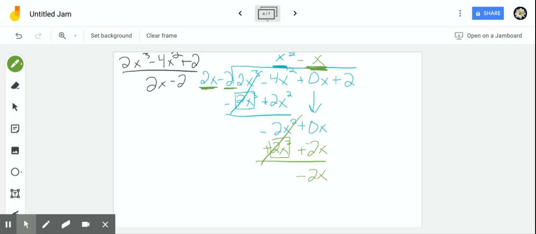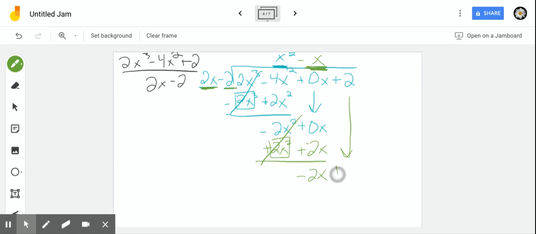Now, this is why it was so important to keep that 0x, because it keeps all of our like terms lined up. Had you not put that 0x, you would have dropped the 2 here, and then you wouldn't have had like terms, and you would have gotten very confused as to why. So keeping that 0x in keeps our like terms all together.